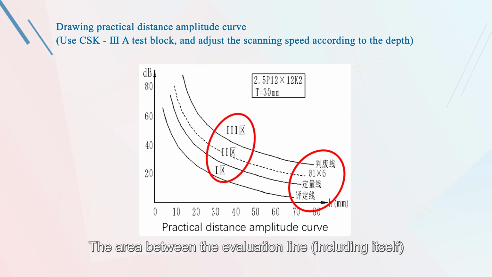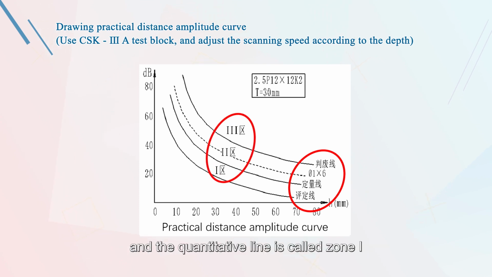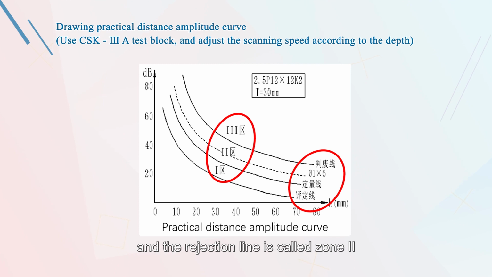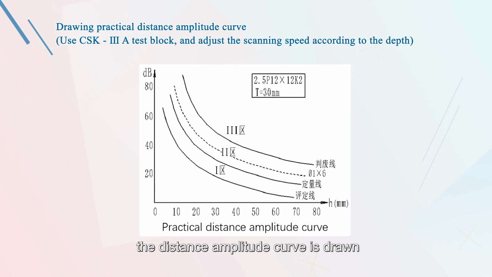The area between the evaluation line and the quantitative line is called zone 1. The area between the quantitative line and the rejection line is called zone 2. And the rejection line and the regions above it are called zone 3. So far, the distance amplitude curve is drawn.